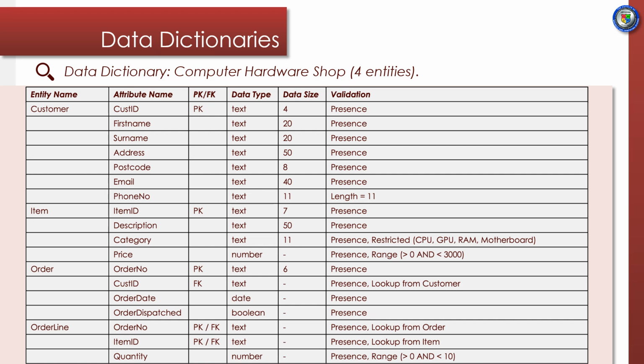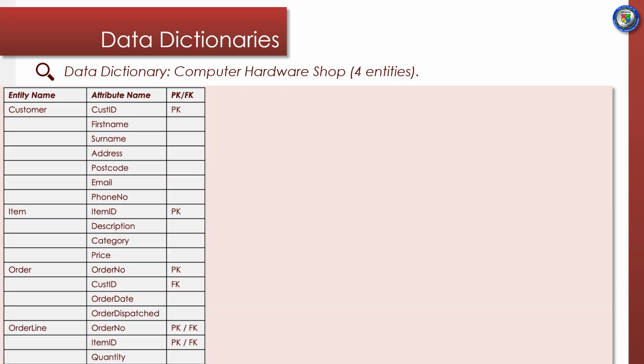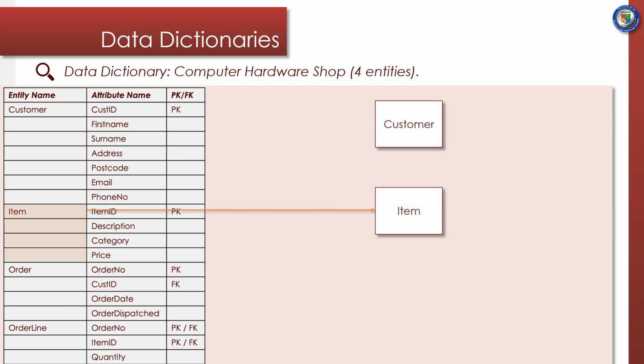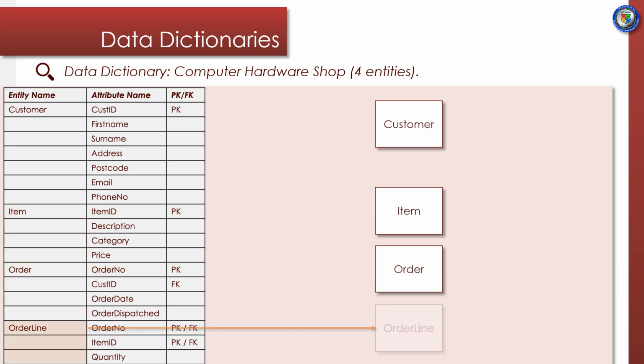We can now bring our entities together in a full entity relationship diagram. We can see we have our four entities, the associated attributes, our identified key fields, the data types, the sizes of the attributes, and any validations that are required. So we have our customer entity, our item entity, our order entity, and our order line entity.